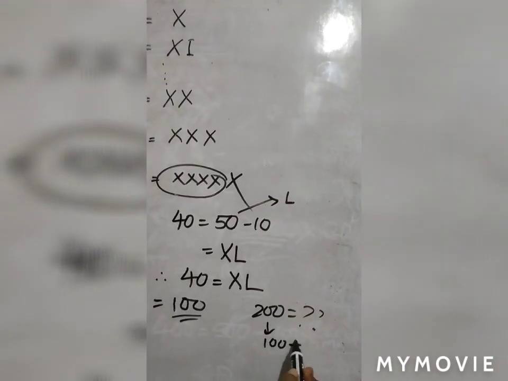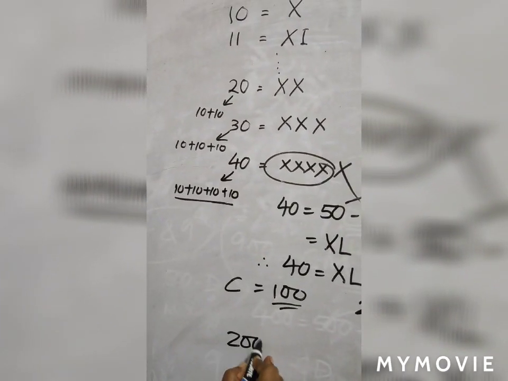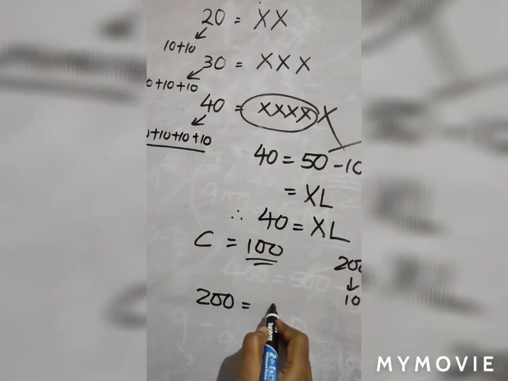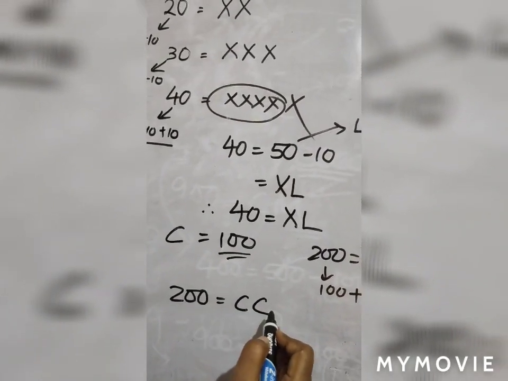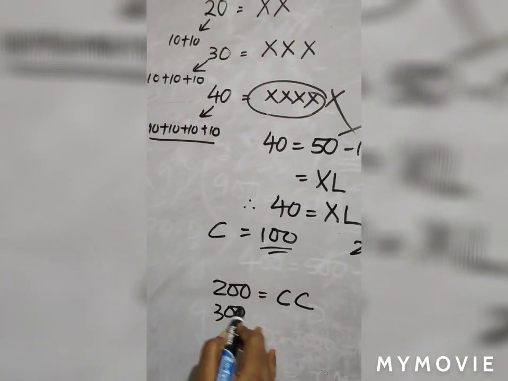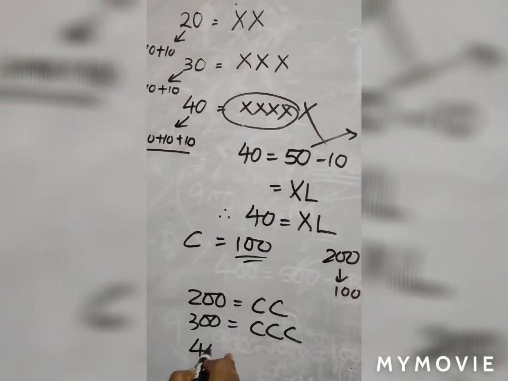In 200 we have 2 hundreds, that is 100 plus 100. So I just have to write C 2 times. Okay, so I can write C and C, so that is 100 plus 100 gives me 200. Similarly, if I want to write 300, I can write C, C, C, 100 plus 100 plus 100.